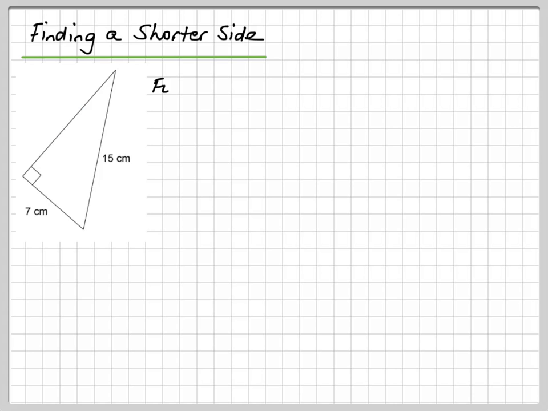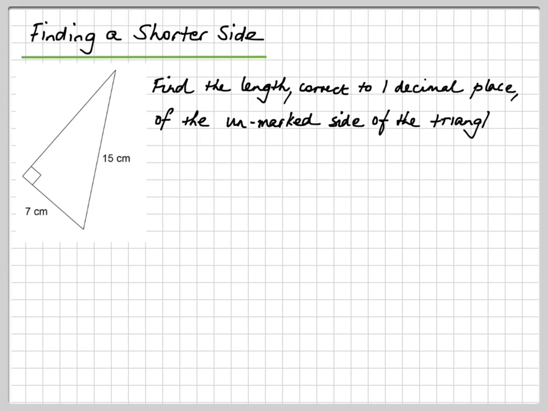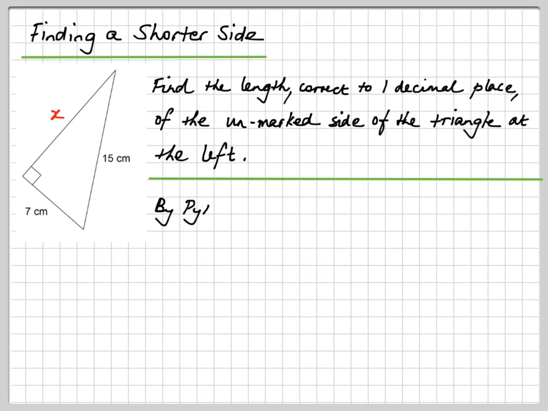Right, let's go. Find the length correct to 1 decimal place of the unmarked side of the triangle at the left. Yes, that's right, and there we go. 1 decimal place is our mission, should we choose to accept it. Now, I've just called that side x for want of something to call it, so I can refer to it in my little equation that I'm going to form in a moment. Okay? I suggest you do the same. So by Pythagoras' theorem, I can say that 15 squared, which is the length of the hypotenuse squared, is equal to 7 squared plus x squared.